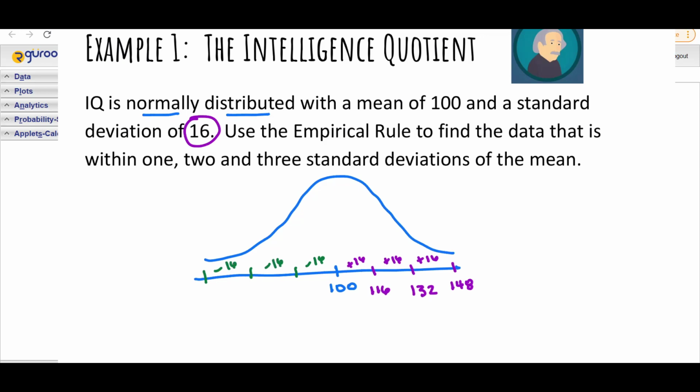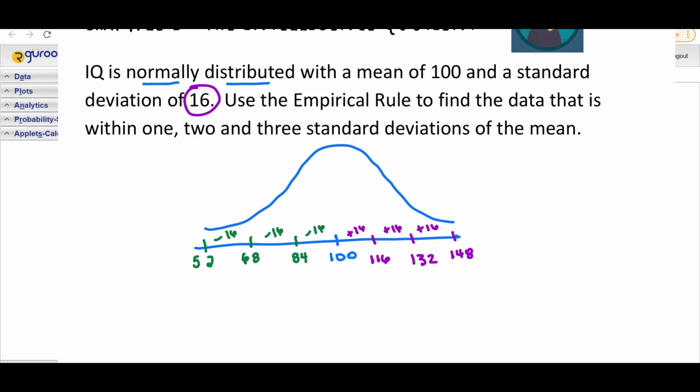16 from 100 is 84, and 68, I believe. And if you subtracted it one more time, you would get 52. So let's see, 84 and 16 is 100, 68 plus 16. I believe my mathematics is correct.